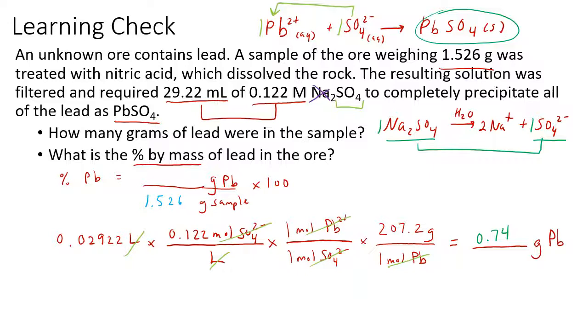Finally, plugging that mass into our percent lead, 0.74 grams divided by the mass of our sample will give us our percent by mass of lead, which should come out to being approximately 48%.